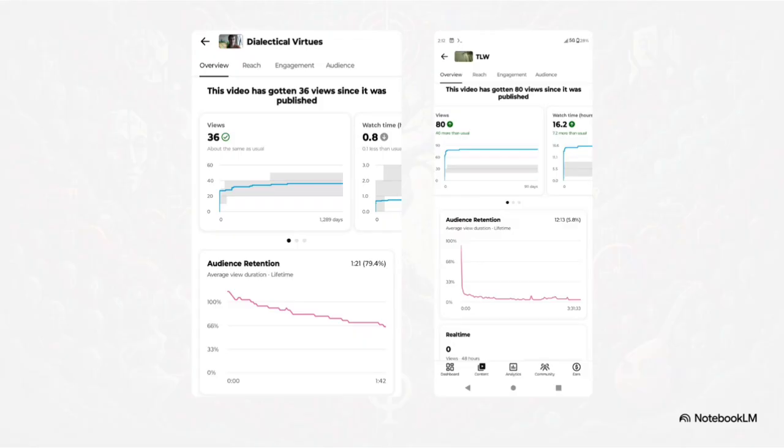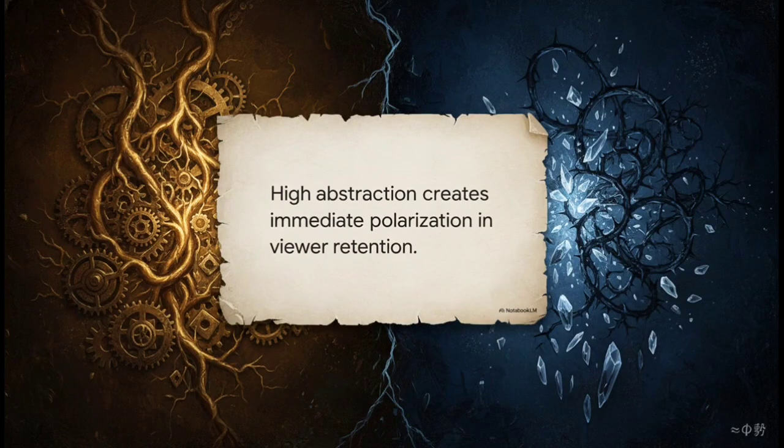But Dialectical Virtues, it acts as a filter. It finds that highly motivated intellectual viewer right away and locks them in. The data gives us a pretty profound takeaway here. Extreme abstraction creates extreme polarization. When the creator's ethos, logos, and pathos actually connect with the viewer, the engagement is absolute. They're hooked. But if it misses, the algorithmic rejection is instantaneous. Literally zero middle ground. And honestly, this explains why these niche corners of the internet are so incredibly loyal. The exact friction that scares off the mainstream is exactly what binds the true fans together.